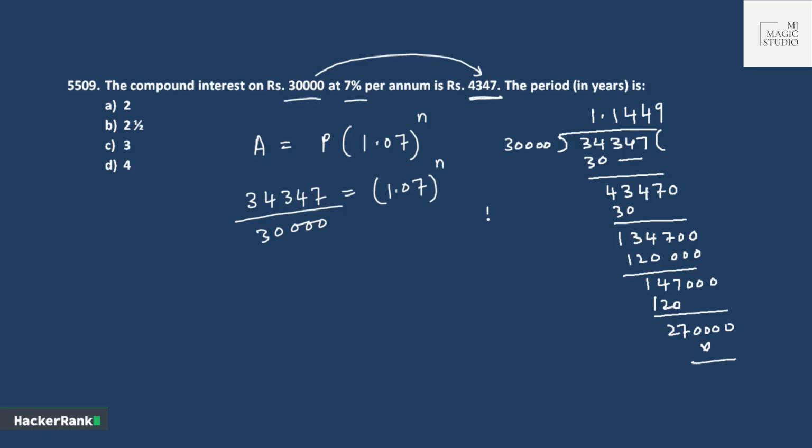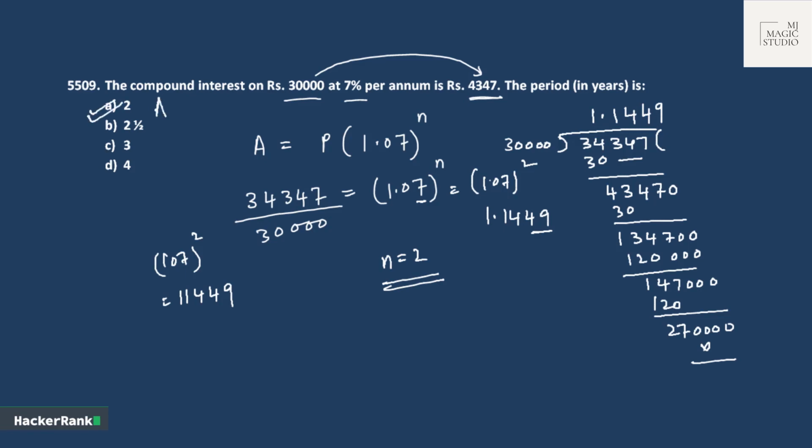Done. So this is 1.1449, and here goes the trick. 107 whole square is 11449. So this is nothing but 1.07 to the power 2, and n should be equal to 2. Use any method, get the answer. Option A is the pick.